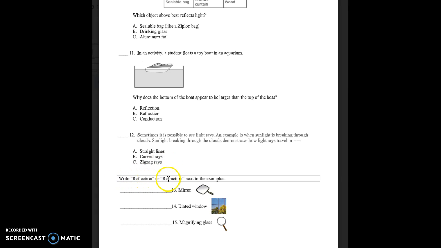Write reflection or refraction next to the examples. 13. Mirror. 14. Tinted window. 15. Magnifying glass.